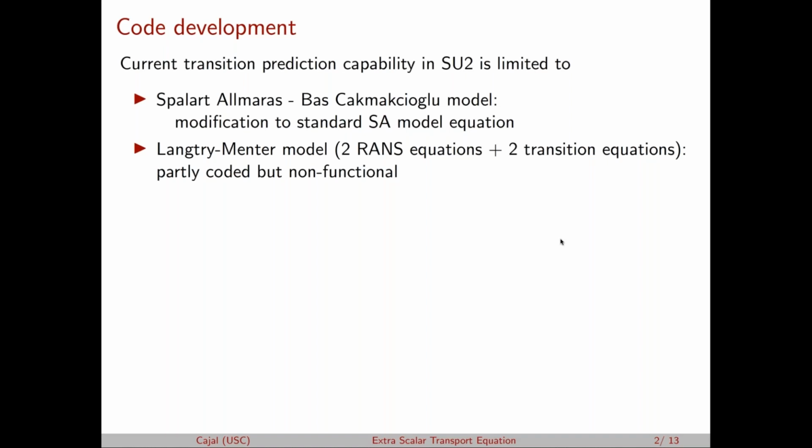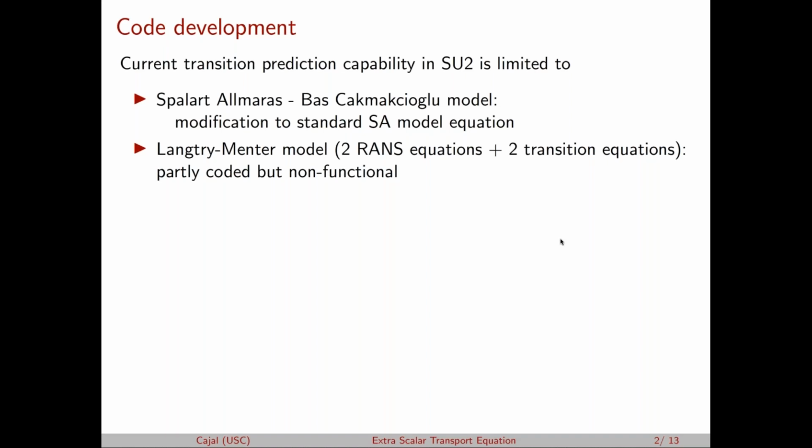Current transition prediction capability in SU2 is limited to two models. The first is the VC model, in which the transition onset parameter is determined based on experimental correlations, which of course limits its range of applicability to that for which the model was calibrated. And there is also the Langtry-Menter model, which is partially coded but not functional yet. I would also like to point out that this model relies on empirical correlations.